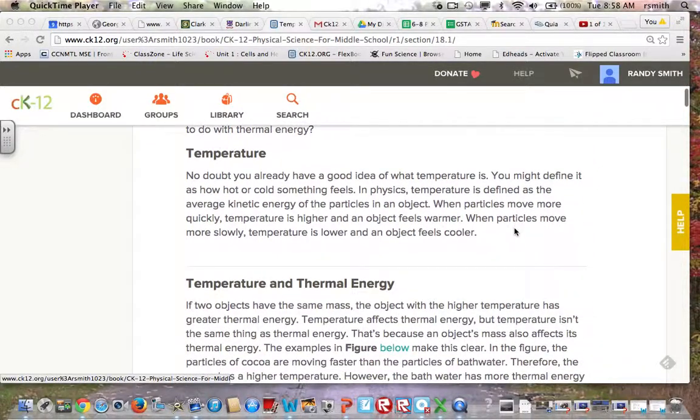Temperature. No doubt you already have a good idea of what temperature is. You might define it as how hot or cold something feels. In physics, temperature is defined as the average kinetic energy of the particles in an object. We just say hot or cold. When particles move more quickly, temperature is higher and an object feels warmer. When particles move more slowly, temperature is lower and the object feels cooler, less hot.